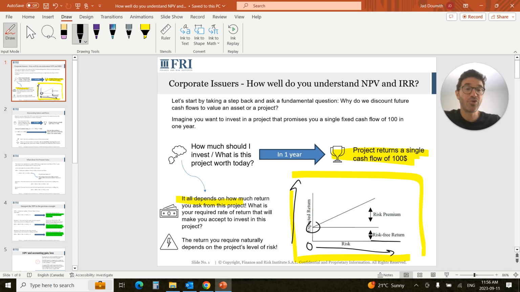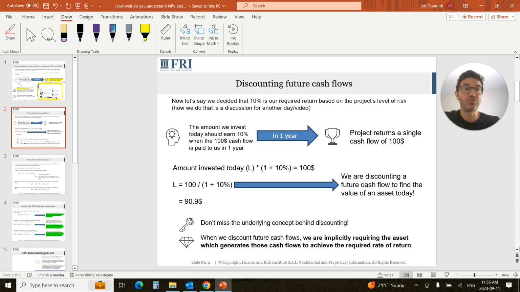So again, we have a project that will pay you $100 exactly 1 year from now. So let's assume that you did a careful analysis and you decided that 10% is the required rate of return. In other words, you would be willing to invest in that project if it earned you 10% per annum. So how much should you invest in that project?